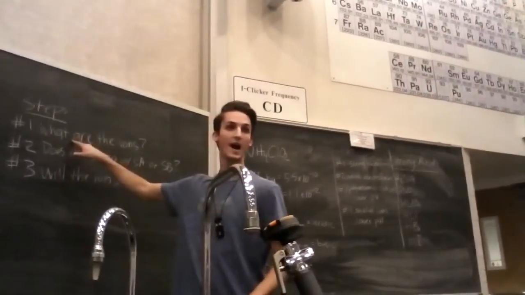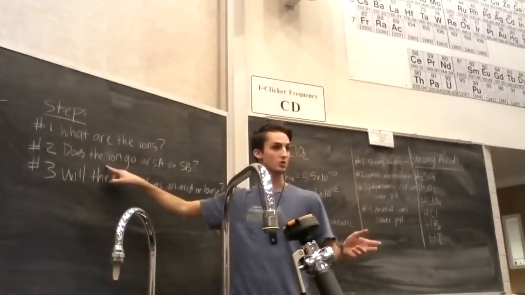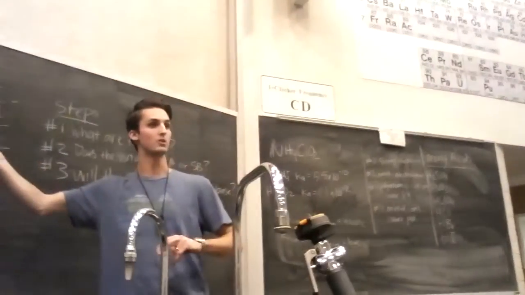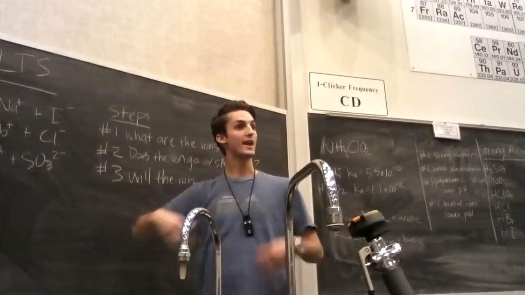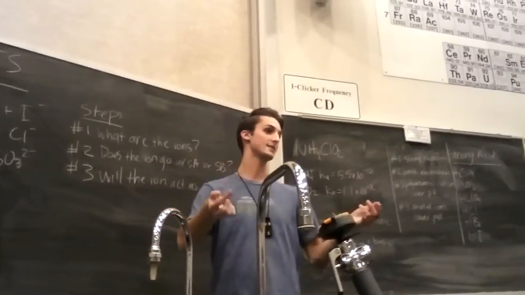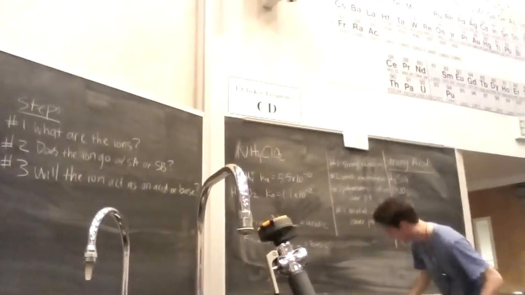So again, what are the ions? Does the ion go with a strong base or a strong acid? If it does, it's negligible. And step 3, will the ion act as a base or an acid? If it acts as a base, it increases the pH. If it acts as an acid, it will decrease the pH. So let's do an example problem.